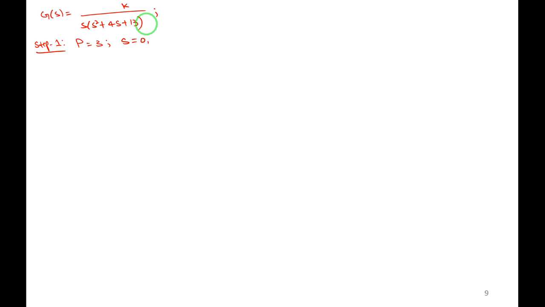One of the roots I got is minus 2 plus j3. The next root is minus 2 minus j3. So these are the poles. Then zeros: no zeros are there. Then p is greater than z, so the number of branches is equal to p, that is 3 branches.